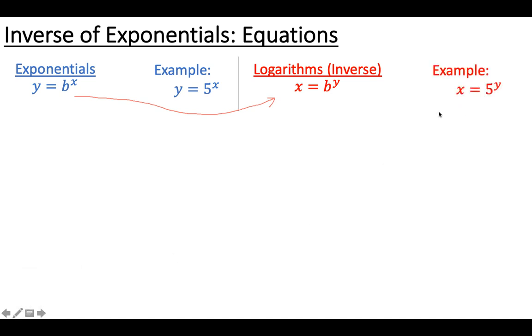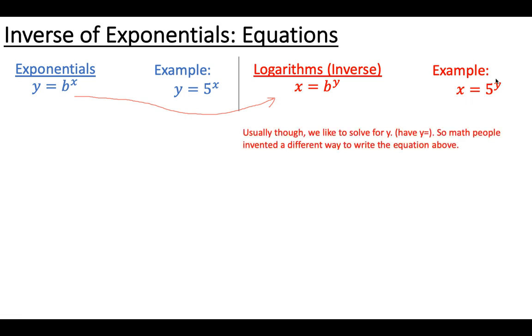And for example, I'm going to take the example and do the inverse of that example as well: x equals 5 to the y. Just trying to do one that has an actual number in it instead of a whole bunch of letters, in case that helps anybody. I took this example, y equals 5 to the x, and did the inverse. So I switched x and y. Now I got x equals 5 to the y.